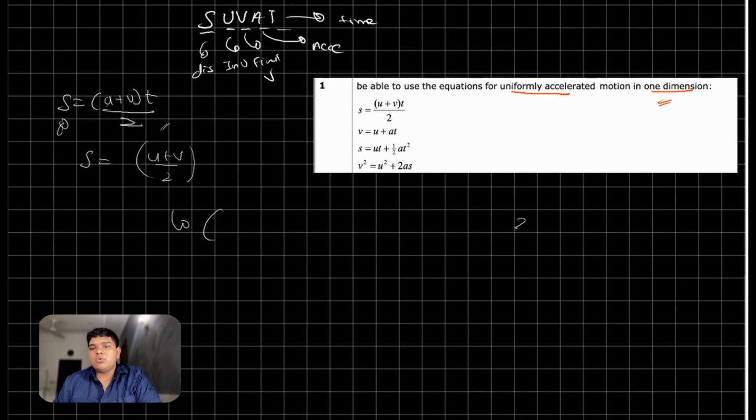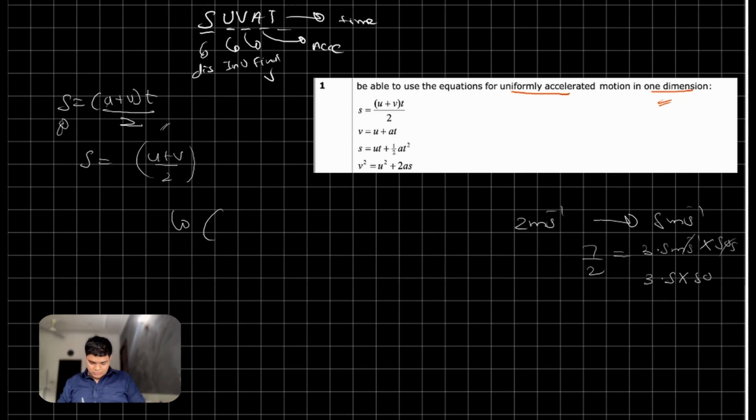So let's say it's at 2 m s^-1 here, and as it moves it becomes 5 m s^-1. U plus V divided by 2 is 7 over 2, which is equal to 3.5 m s^-1. So we could say that the average speed across its travel would be 3.5 m s^-1, and we multiply it by the amount of time it takes, let's say 50 seconds. The s^-1 multiplied by s cancel off, so you would just have 3.5 multiplied by 50, which is equal to 175 meters.